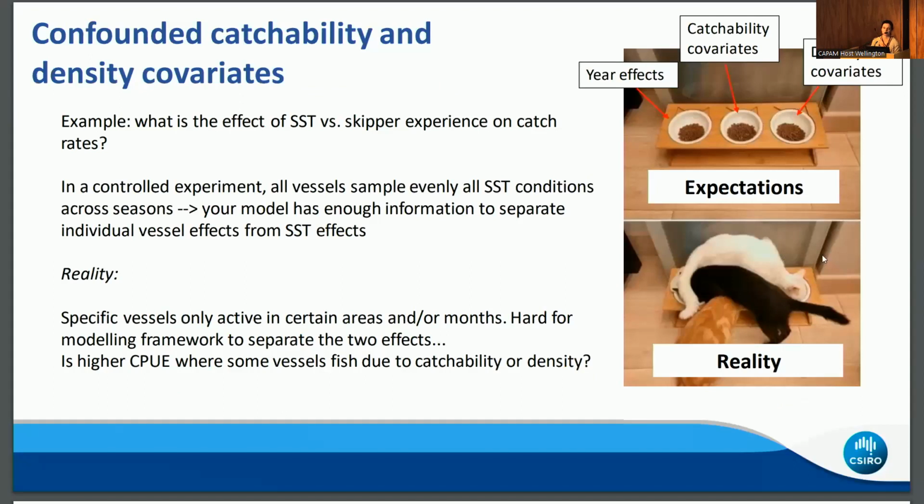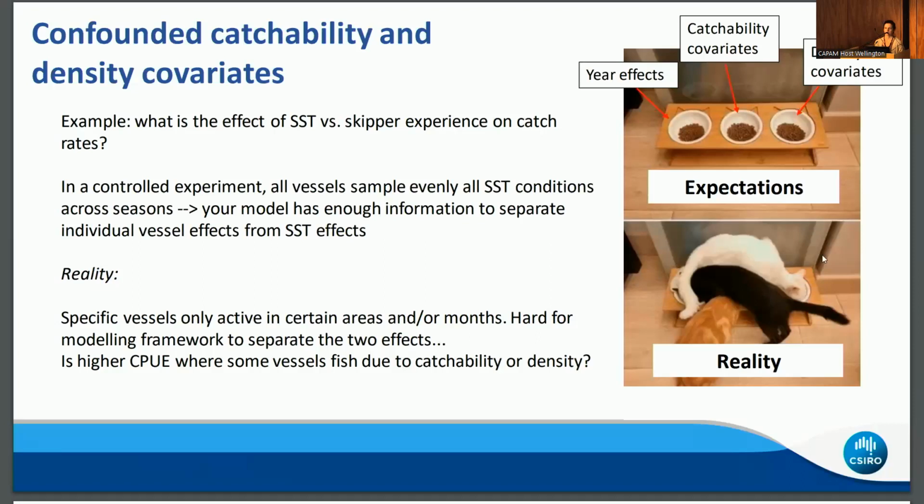So just to give you an example of catchability and density covariates. One frequent density covariate that we think about is SST, and a catchability one would be skipper experience. If we're, for instance, trying to standardize our CPUE to account for changes in SST throughout our fishing grounds and remove the effects of the vessel effect from our observed CPUE, in a controlled experiment, we would have had all the vessels with a range of skipper experience sample all SST conditions evenly across seasons.